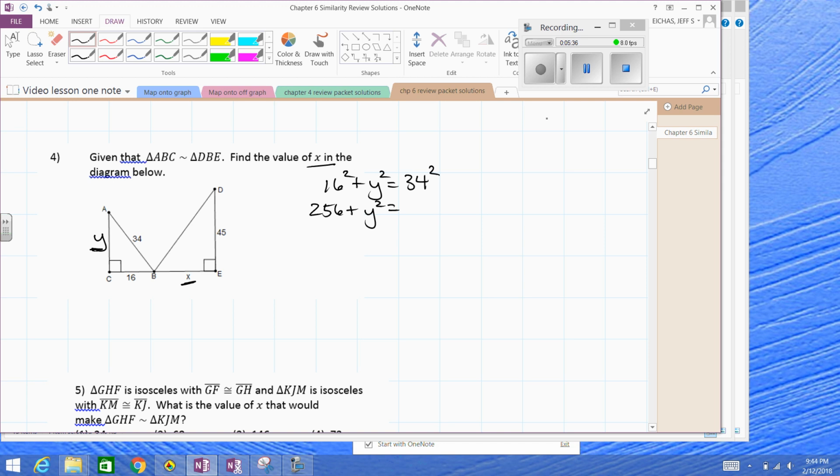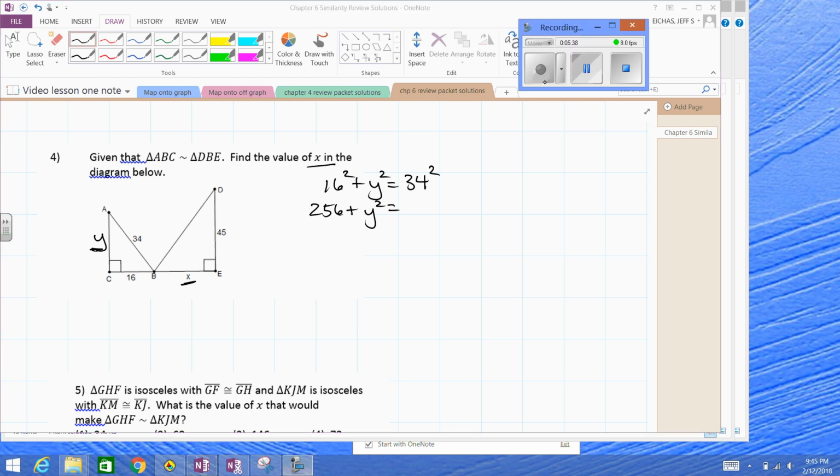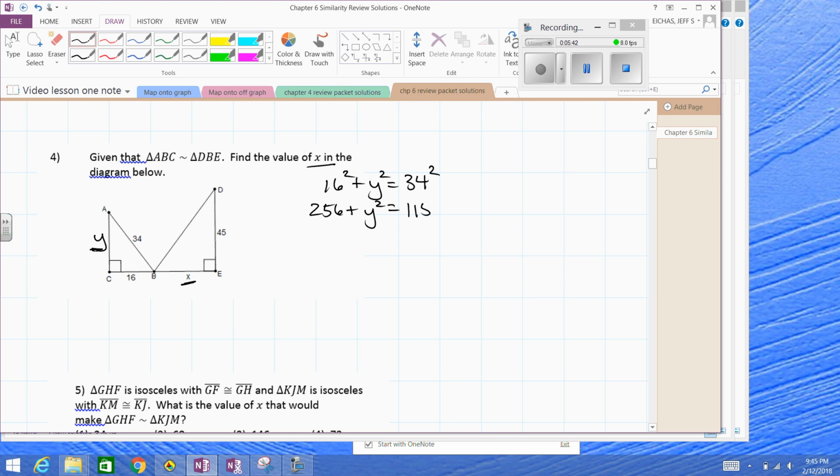I better go get a calculator for that. So this is 1156. Subtract 256. Y squared is 900. Square root both sides, and we get 30. Now that's just getting us to here. What we need to do now is work for x.